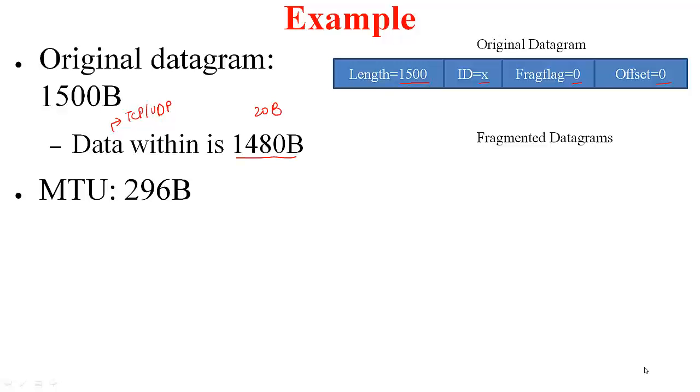Now suppose I want to send it over a link with an MTU of 296 bytes. Since the original datagram size, which is 1500 bytes, exceeds this MTU size, you will need to fragment this particular datagram. Now the question is, what is the maximum data, that is the TCP/UDP data, that can be carried within this particular fragmented datagram?